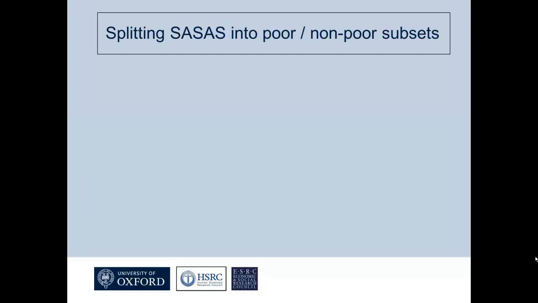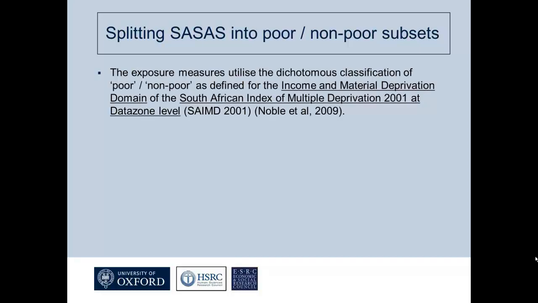The third major data preparation task was to split the SASAS survey respondents into 2 separate subsets, one relating to the poor respondents and another relating to non-poor respondents. The exposure to socio-economic inequality measures, which we produced earlier in this project, utilise the dichotomous classification of poor and non-poor as defined for the income and material deprivation domain of the South African Index of Multiple Deprivation 2001 at data zone level, or the SAIMD 2001 for short.